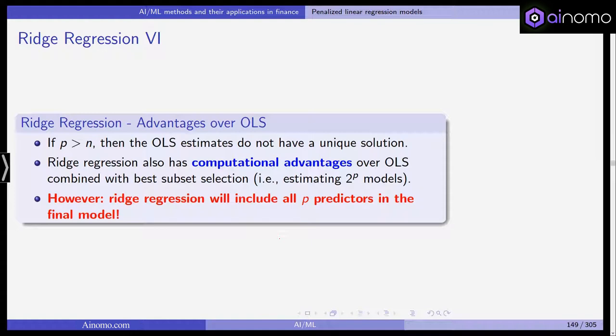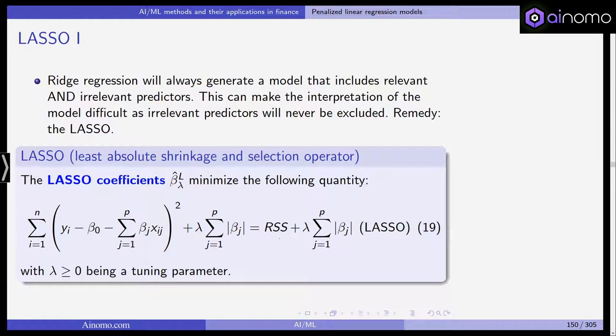It also has computational advantages over OLS combined with best subset selection. That is, in ridge regression, we're using all predictors. In OLS, this would be done by best subset selection. That is, we would need to estimate 2 to the power of P models, and this quickly becomes unfeasible. And ridge regression has one serious disadvantage. It will include all P predictors in the final model, and almost always the coefficients will not be equal to 0. And this is why one can then move on to the so-called Lasso.